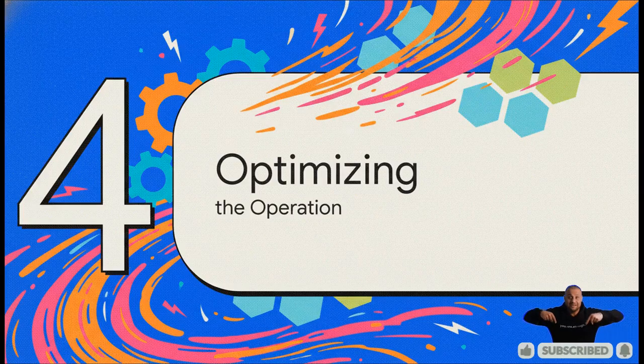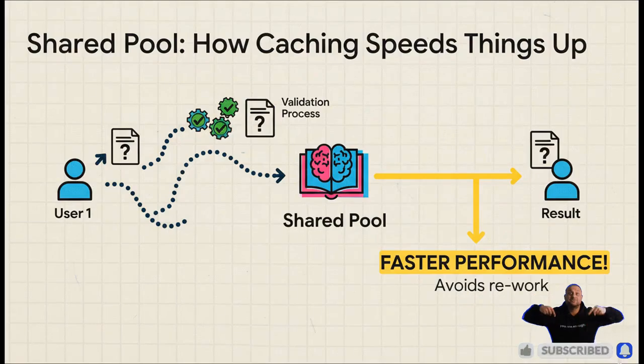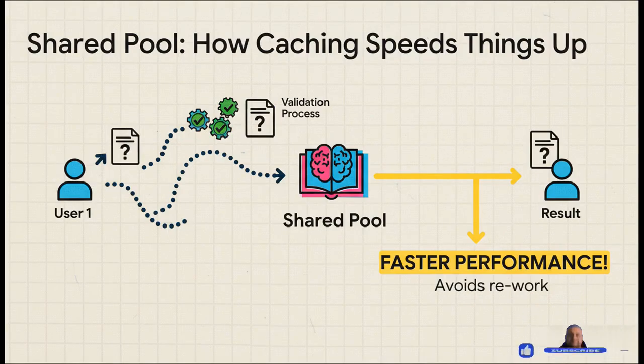So we've nailed down safety. That's huge. But a database also has to be fast, right? The system has another really clever trick up its sleeve, and this one uses another part of its memory to avoid doing the same work over and over again. This area is called the shared pool, and you can just think of it as the database's short-term memory.